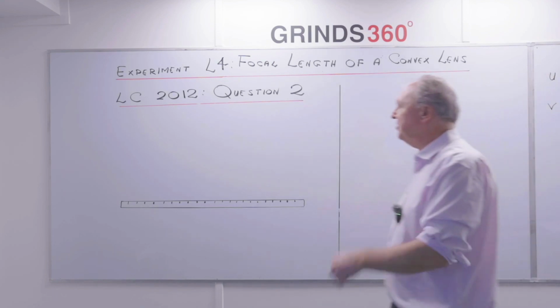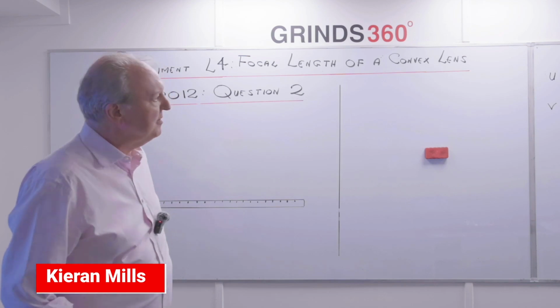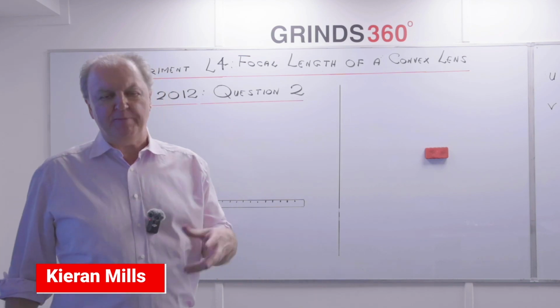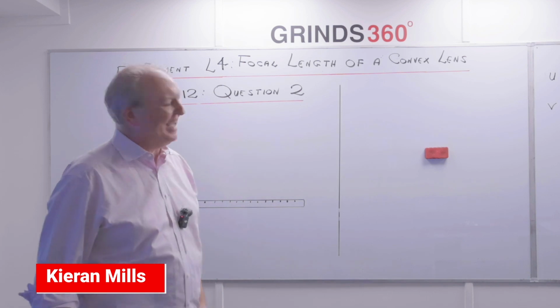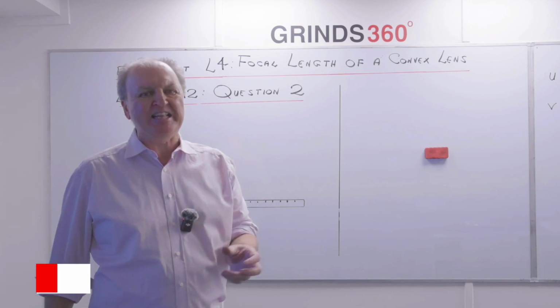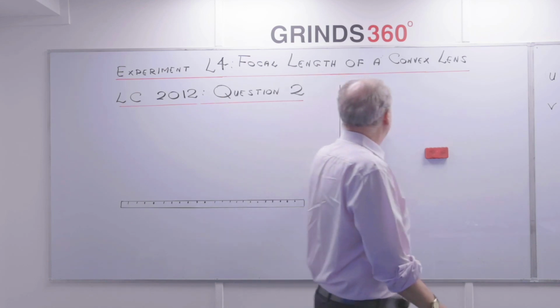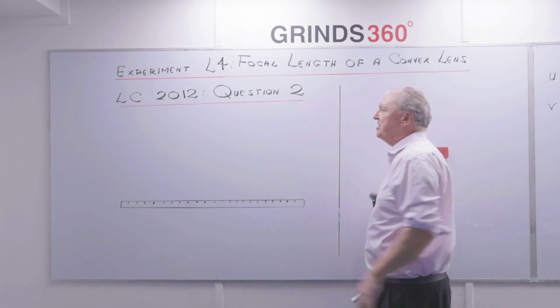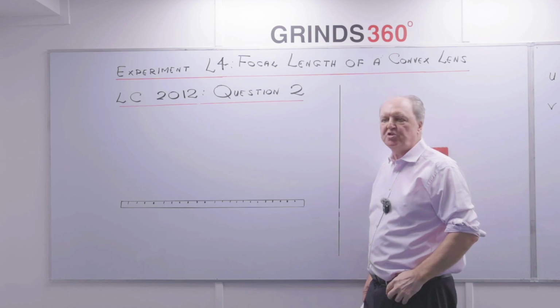So welcome to experiment L4, where we're going to find the focal length of a convex lens. We've done something very similar before in L1 where we found the focal length of a concave mirror. So we're going to use exactly the same technique here. As well as that, when I explain this, I'm going to be using an exam question, 2012, question 2.